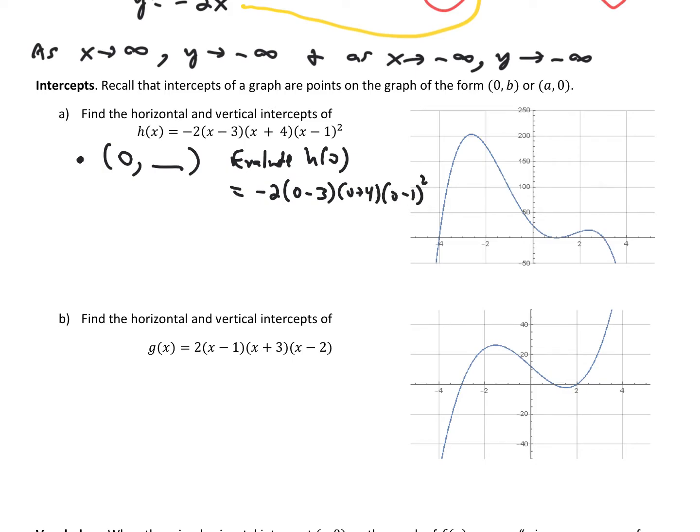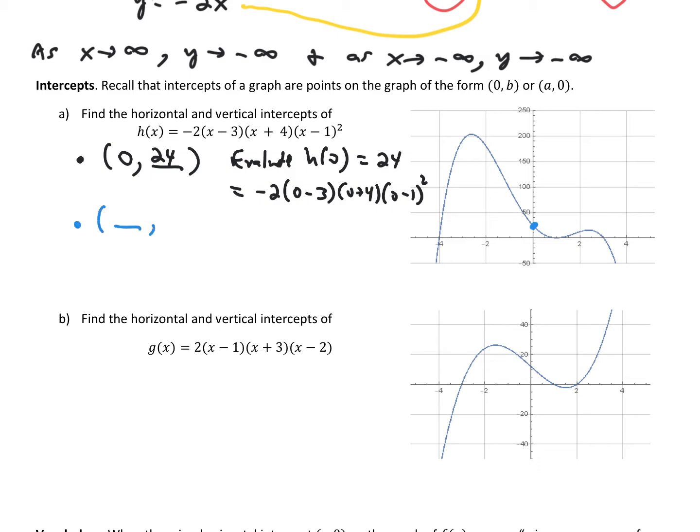And if you need a calculator to do that, that's perfectly fine, and you'll get 24. So the vertical intercept is the point 0, 24, and I have already drawn the picture over here, so that's that point right there, 0, comma 24.